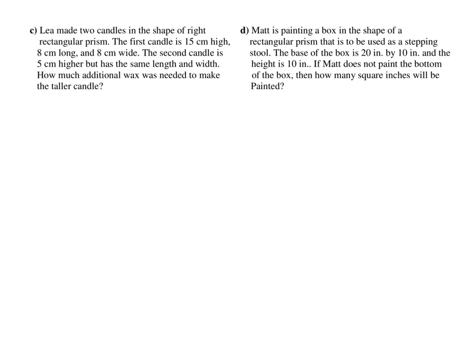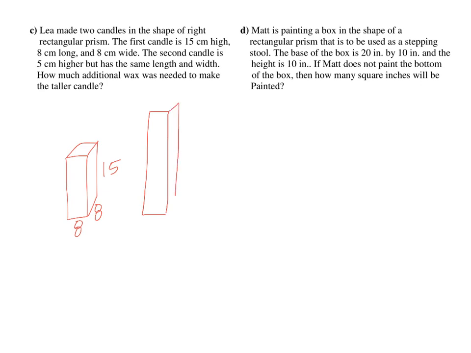All right, for part C, Leah made 2 candles in the shape of right rectangular prisms. The first candle is 15 centimeters high, 8 centimeters long, and 8 centimeters wide. Okay, 15 centimeters high, 8 centimeters wide, 8 centimeters long. All right, the second candle is 5 centimeters higher but has the same length and width. So it's 8 by 8 and 5 centimeters higher, which means the height is 20.